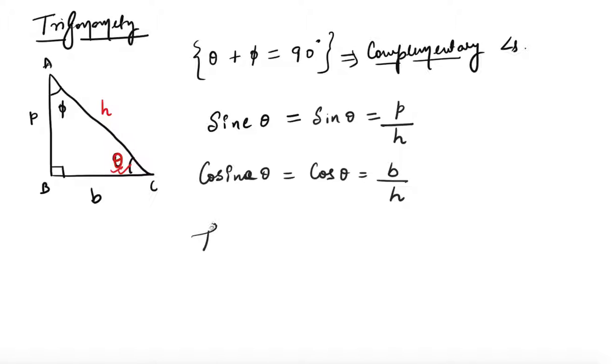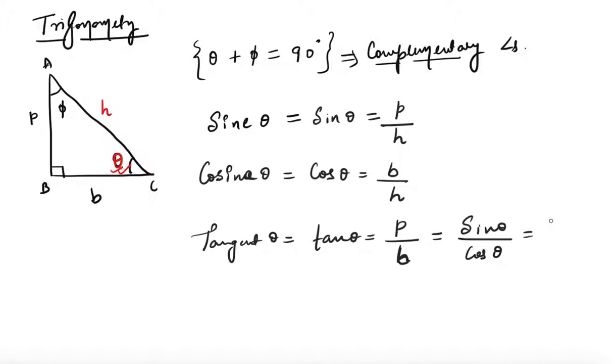Third is tangent theta, which is abbreviated as tan theta. This is the ratio of perpendicular by base, which you can also interpret as the ratio of sin theta and cos theta, because I know sin theta is P by H and cos theta is B by H, which will finally give me P by B. Fine.